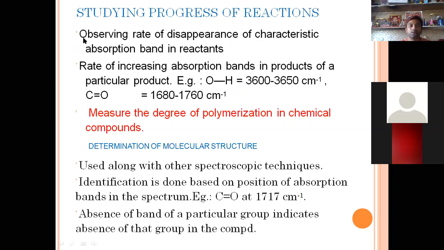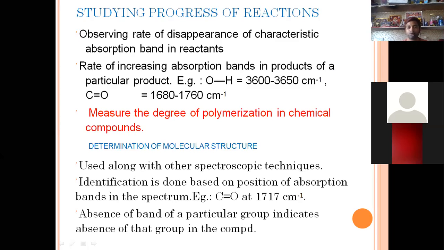Other, we can study the progress of any reaction. Studying the progress of reactions. The other application is observing the rate of disappearance of a characteristic absorption band in reactants, or the rate of increase of absorption bands in a particular product.